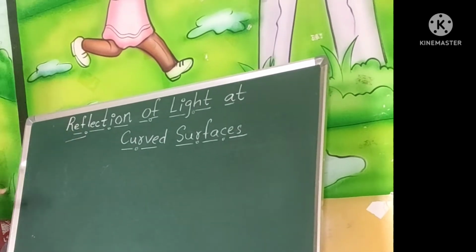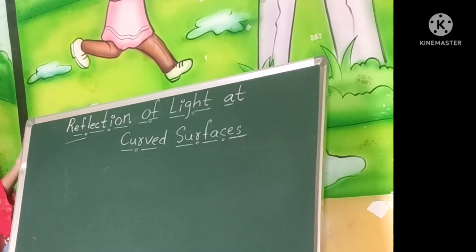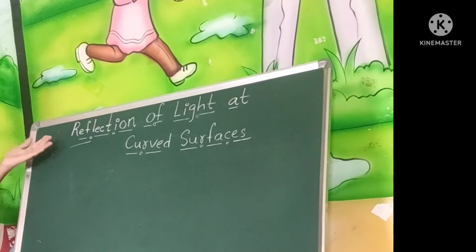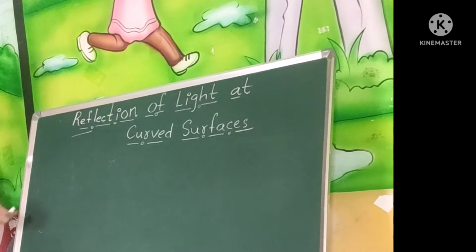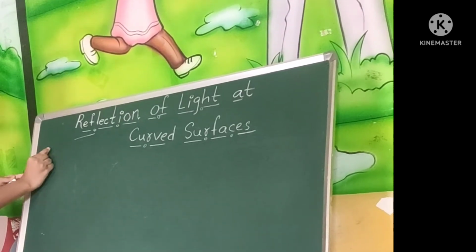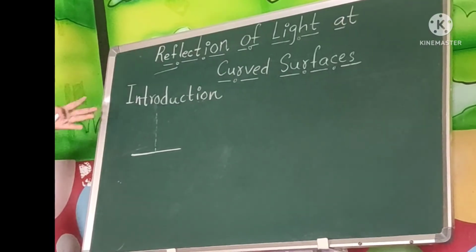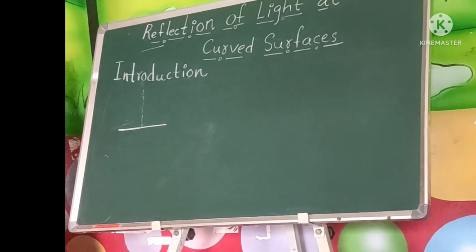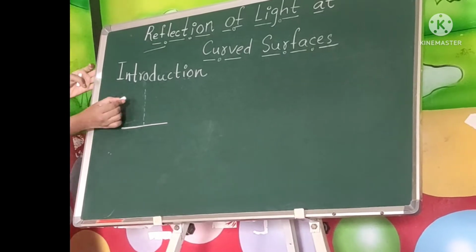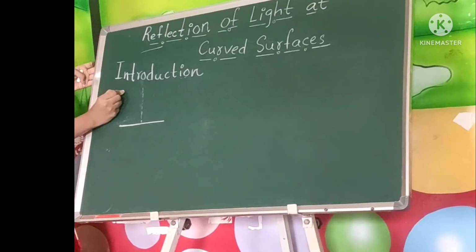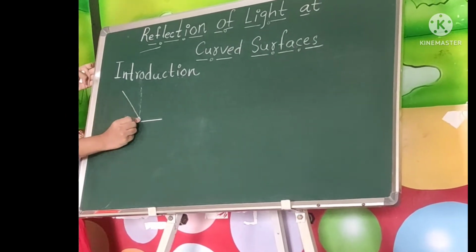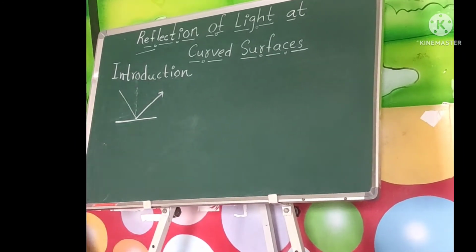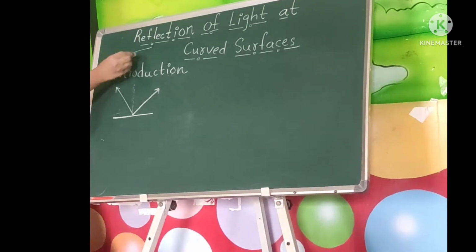What is reflection? This term reflection we have already learned in our lower grades from 6th, 7th, 8th and even 9th. So now let's learn the introduction of this chapter. Reflection means the bouncing back of light. Let's understand it through a diagram. If this is the normal and the incident ray strikes, it reflects back. So this is the phenomenon called reflection.